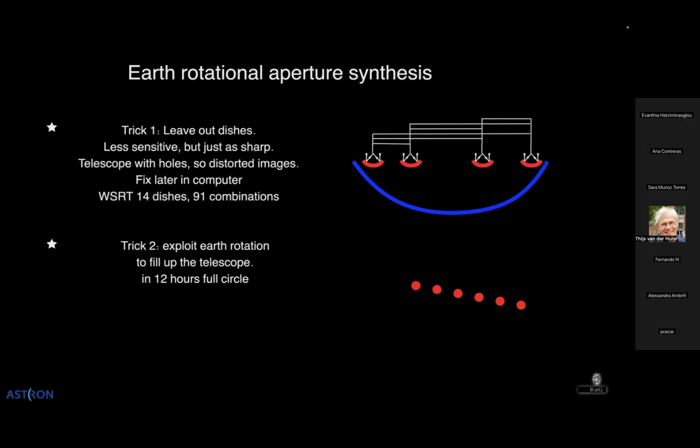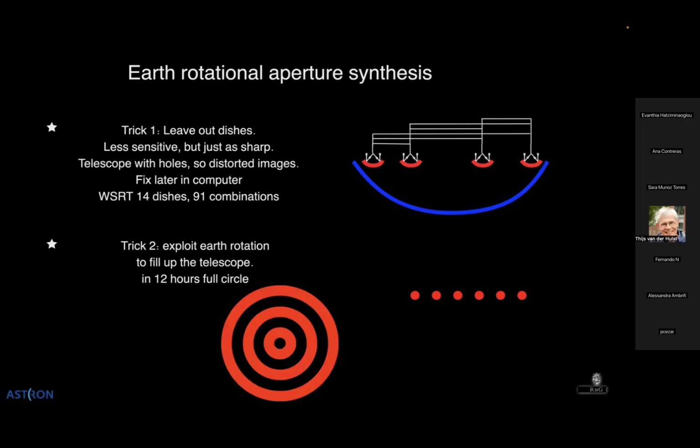Simple like this. And what we do, so it takes 12 hours, say, to make a full circle, or half circle, sweep 180 degrees, and we add up all these measurements. So exploiting this rotation of the Earth, we can create a two-dimensional aperture. And this is the Earth rotational aspect of interferometry.